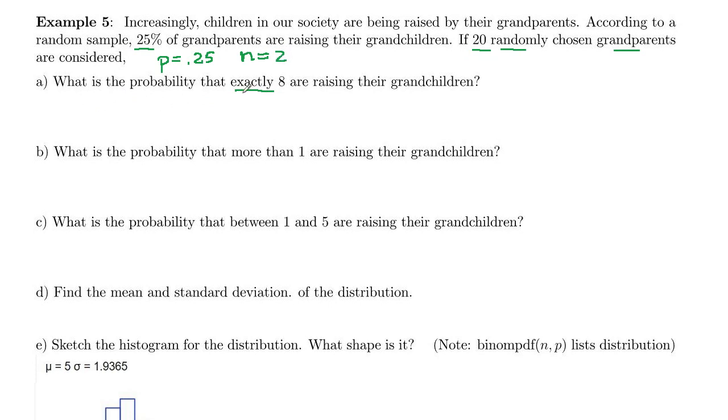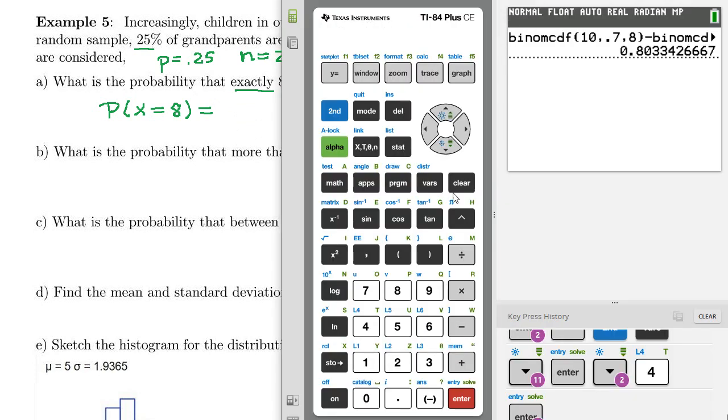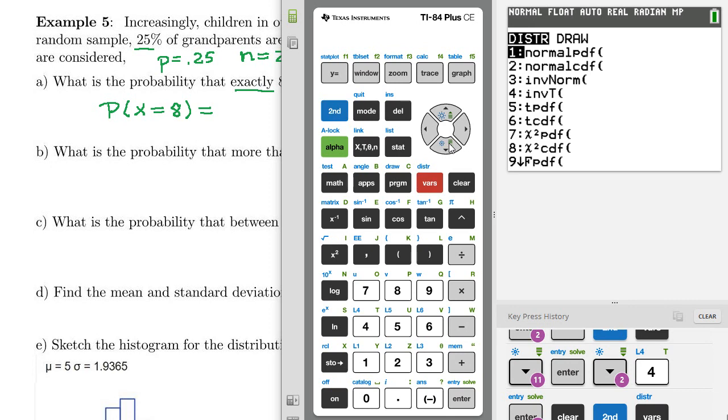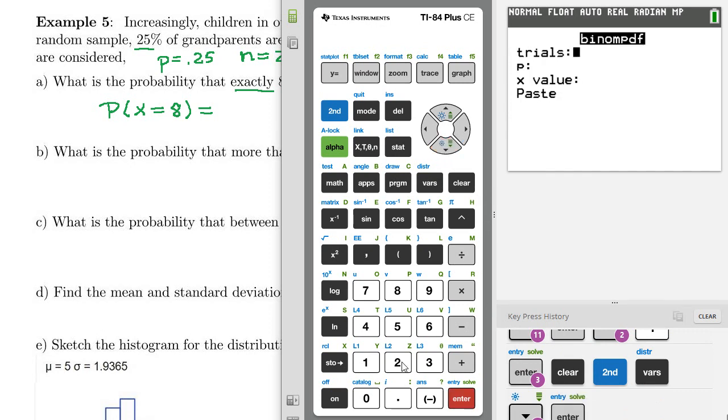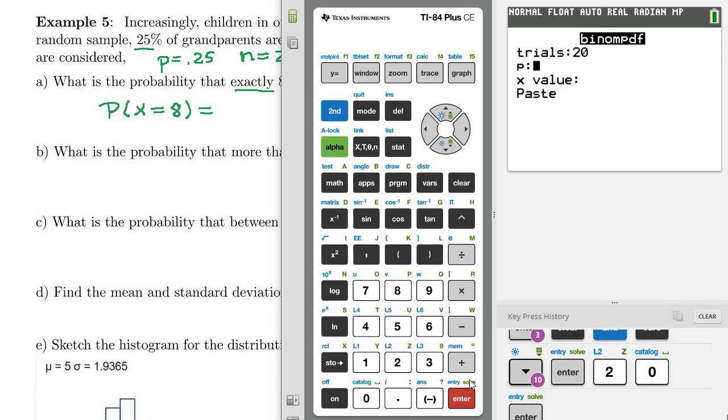In part A, we want to know the probability that exactly 8 are raising their grandchildren. So this is probability x equals 8. We're going to use Binomial Pdf for that. So we'll go to the calculator, second variables, and scroll down to Binomial Pdf, which is option A. Enter. Our trials are 20 sets of grandparents, p is 0.25, and then x is equal to 8.